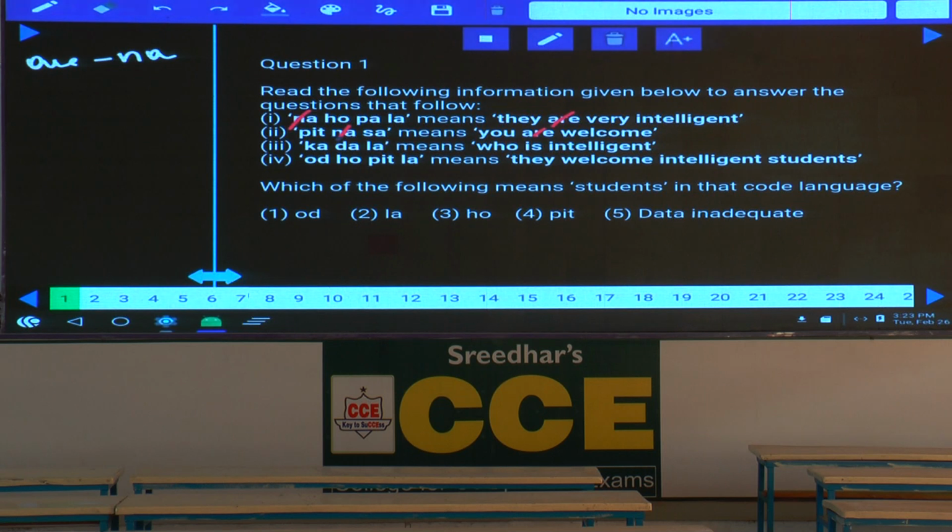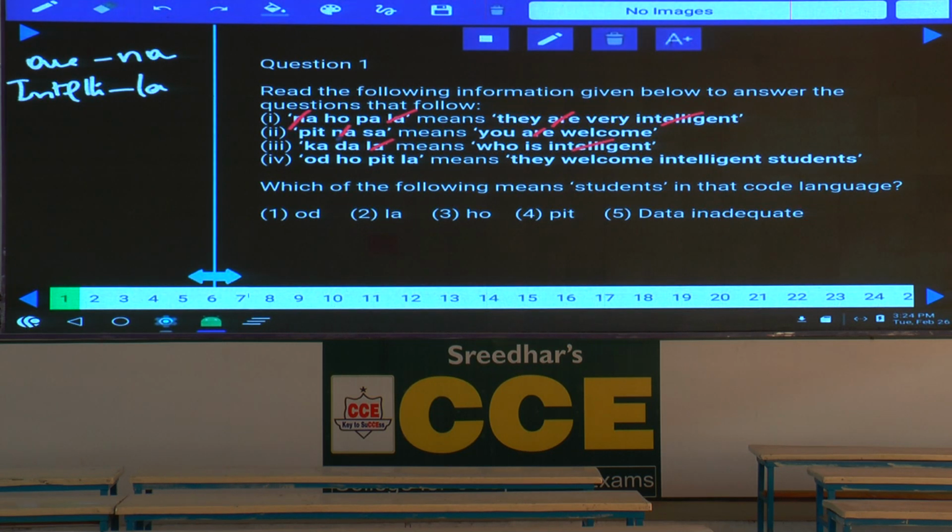Next, compare the first and the third. Then they are "very intelligent". Here intelligent is the word which is common. As intelligent is common, tell me what is the code which is common between these two. KADA, LA, so LA is common between these two. And the code to the word intelligent is LA.